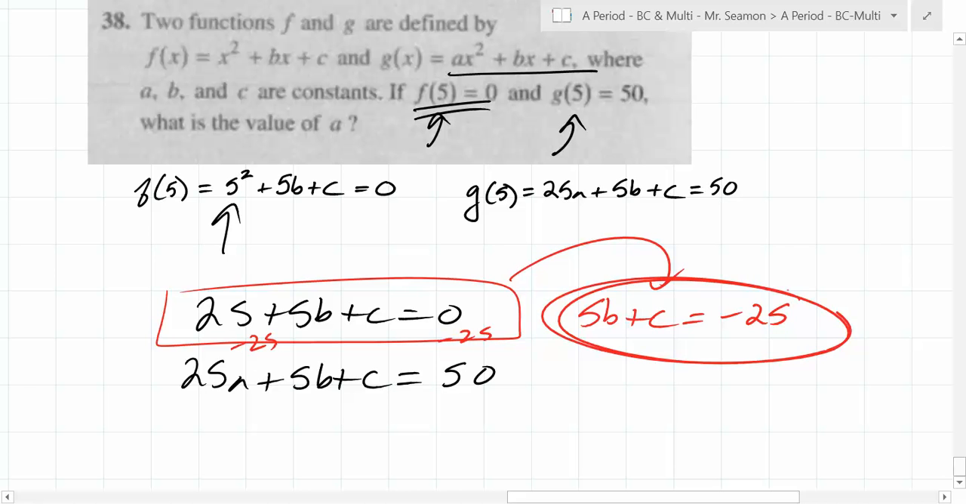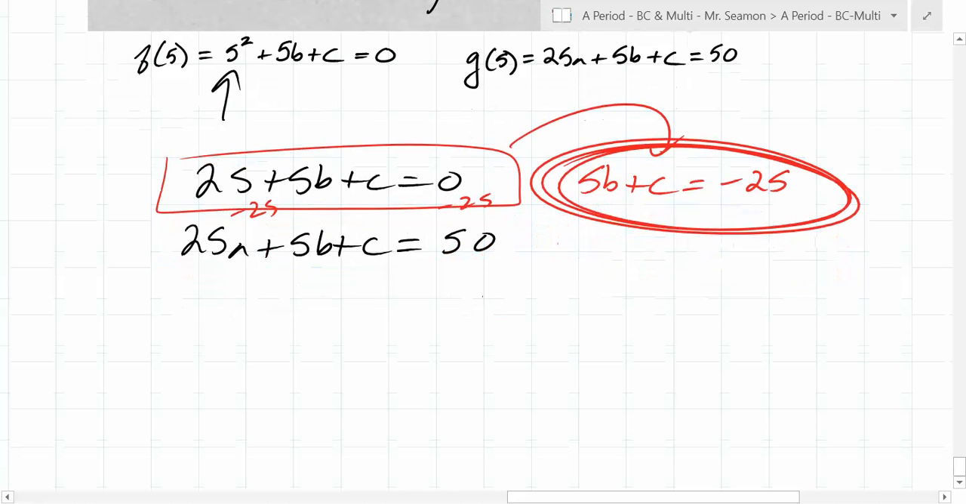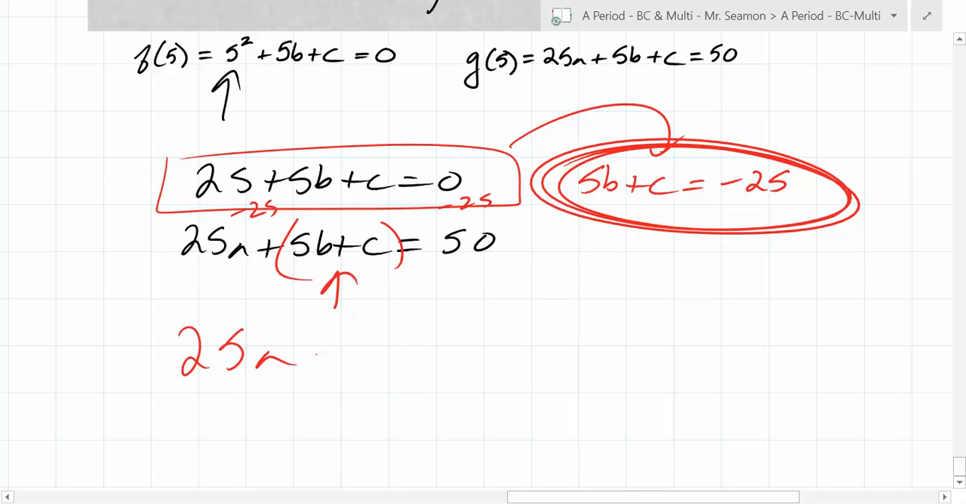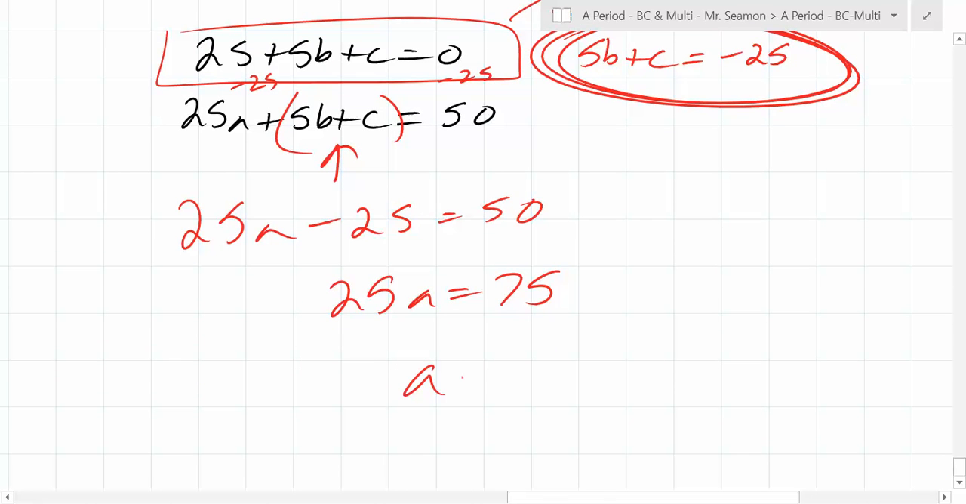What can I now do with this? Yeah, no, plug in substitution. So what do you get? 25a, but what is this equal to right here? What does a equal? 3. Yeah.